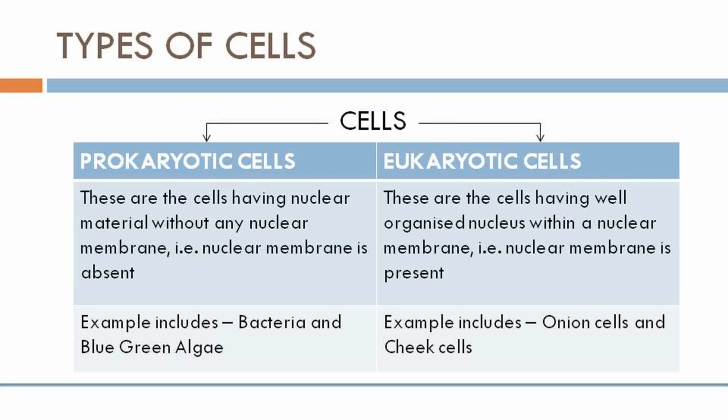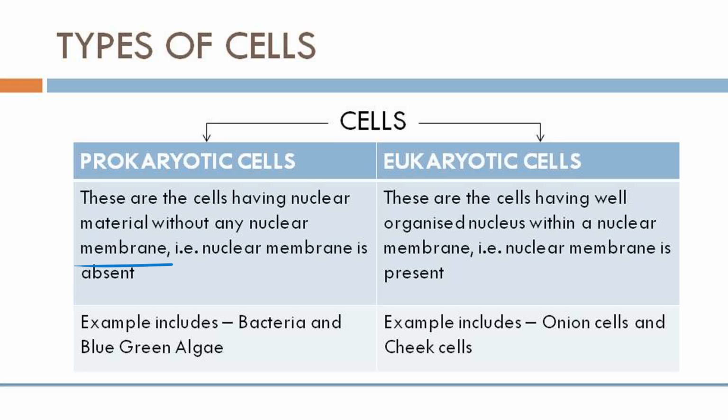So far, we have studied the function and structure of the cell. However, on the basis of the structure of the nucleus, the cell may be of two types, that is prokaryotic cells or eukaryotic cells. In prokaryotic cells, the cells have nuclear material without any nuclear membrane. That is, the nuclear membrane in a prokaryotic cell is absent.